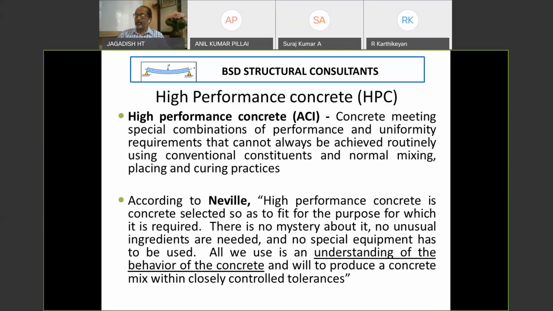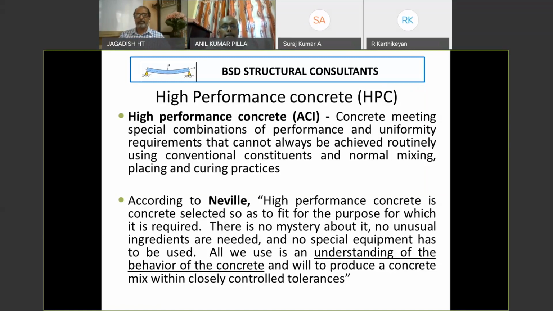No unusual ingredients are needed, and no special equipment is needed. All we use is an understanding of the behavior of concrete and the will to produce a concrete mix with closely controlled tolerances. So he explains very clearly that we have to have the will to understand the behavior of concrete, then you can make an HPC. There are no special ingredients in HPC.